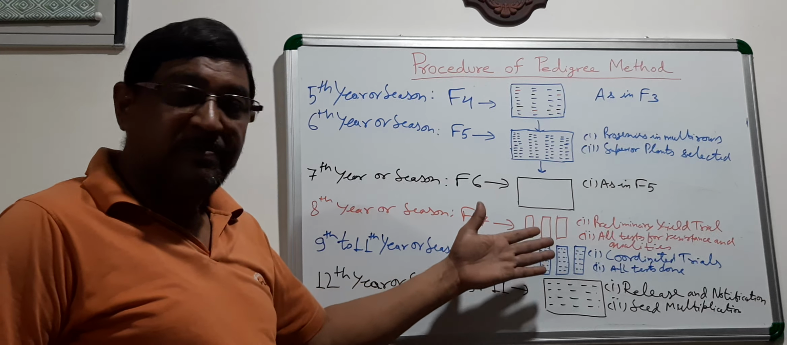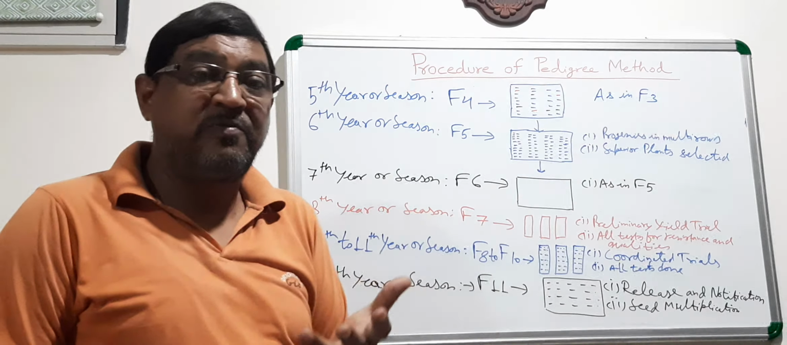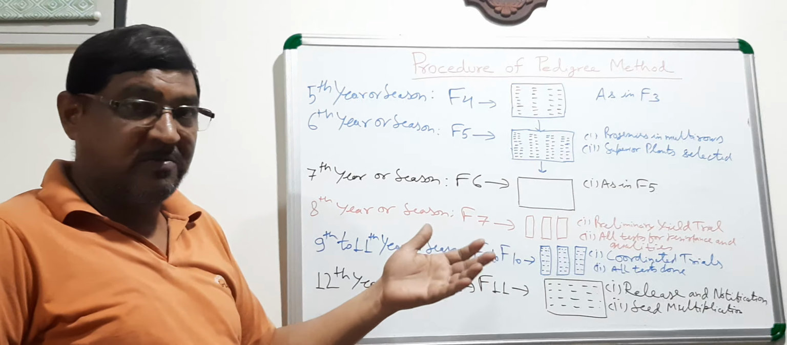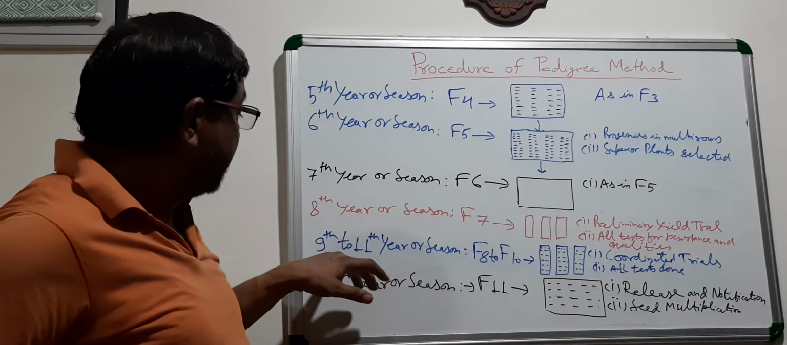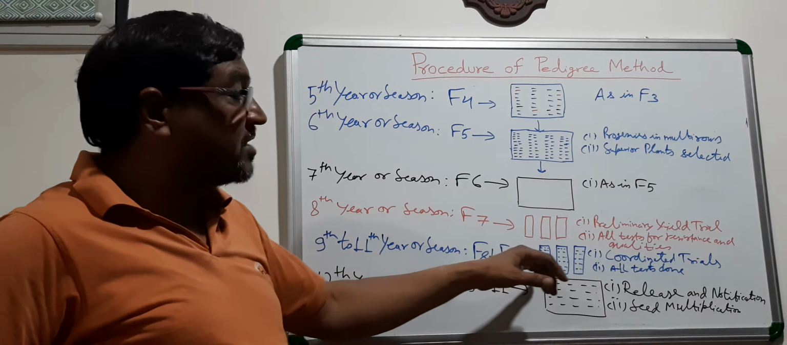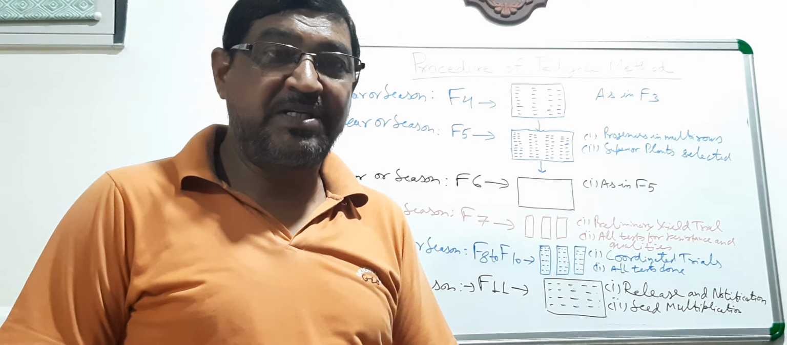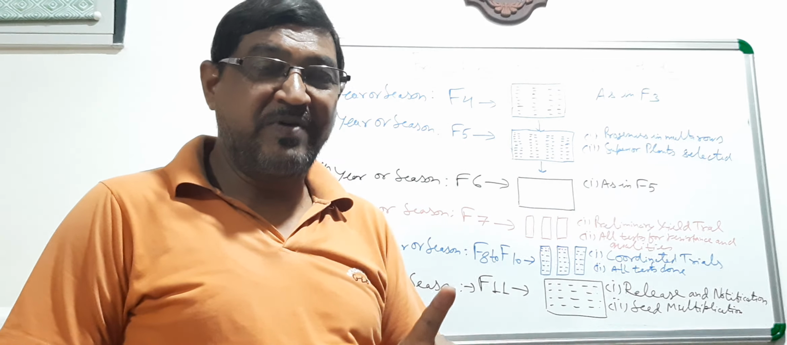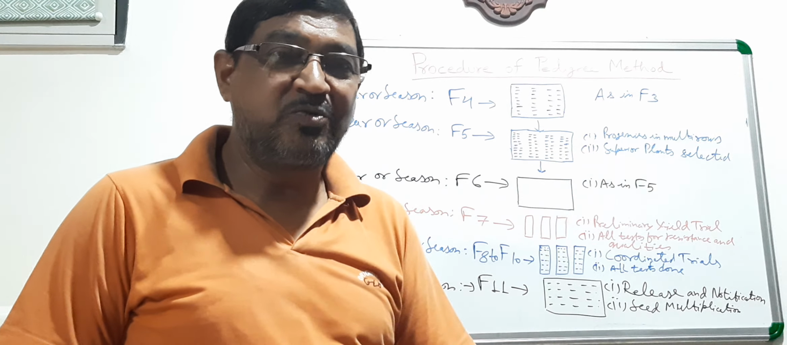So we made the preliminary trial. When we got higher yield performance than all the checks, we sent it in the 9th to 11th year to the All India Coordinated Trial, IVT, that is the first year. Then it was promoted to AVT.